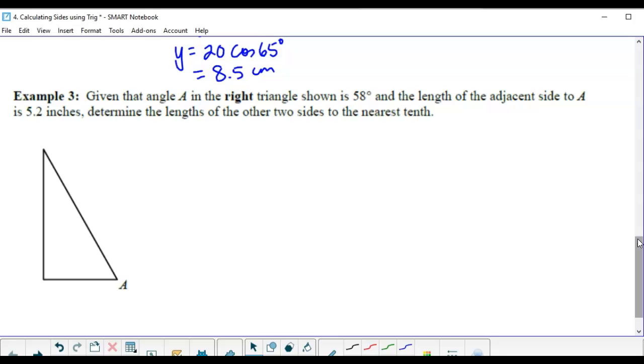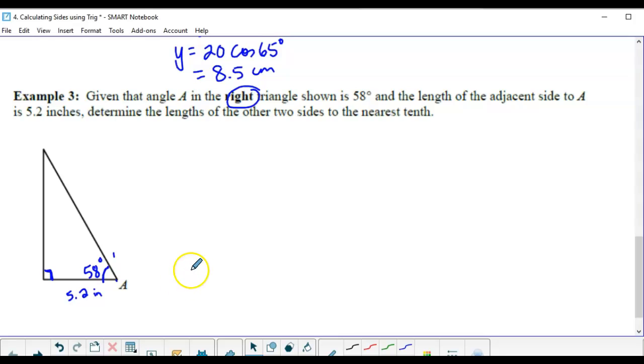Then example 3, given that the angle A in the right triangle shown is 58 degrees, we can label this as 58, and the length of the adjacent side to A is 5.2. There are two sides that form angle A. This is going to be our 90 degrees. I should have had that labeled, but it says it's a right triangle. So the side opposite that is the hypotenuse, and the side adjacent is 5.2 inches.